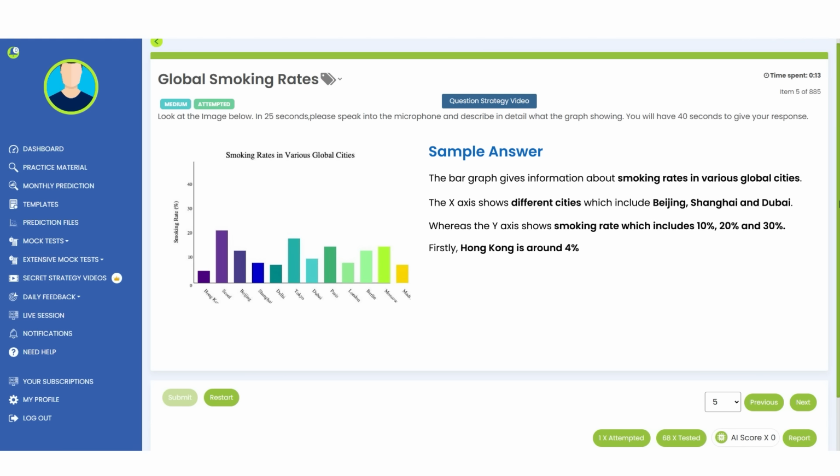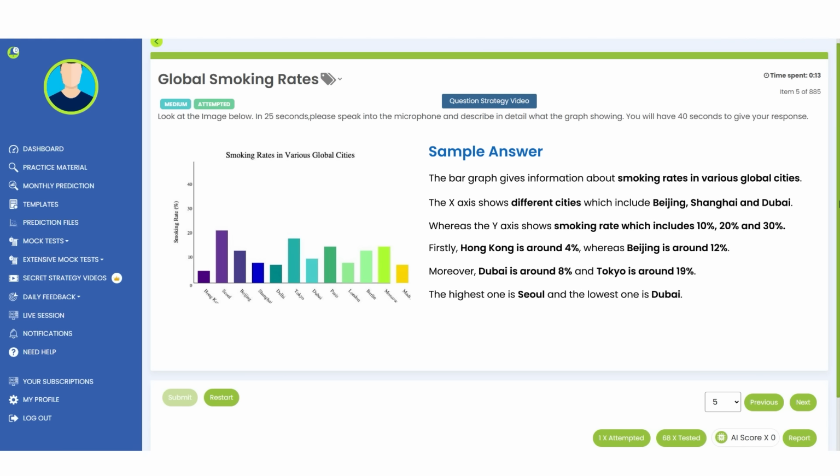Firstly, Hong Kong is around 4%, whereas Beijing is around 12%. Moreover, Dubai is around 8% and Tokyo is around 19%. The highest one is Seoul and the lowest one is Dubai. Overall, the image is about smoking rates in various global cities.